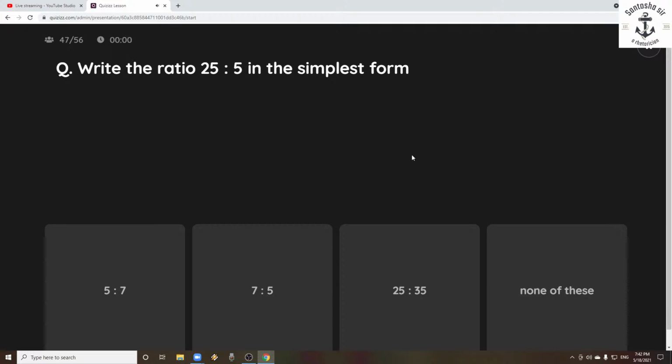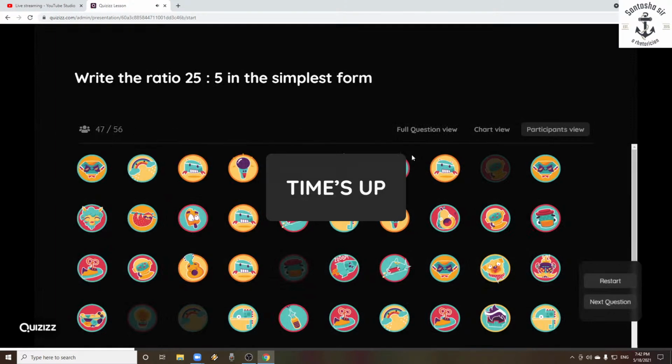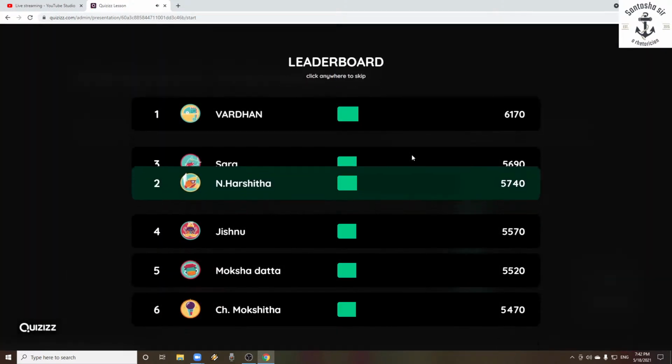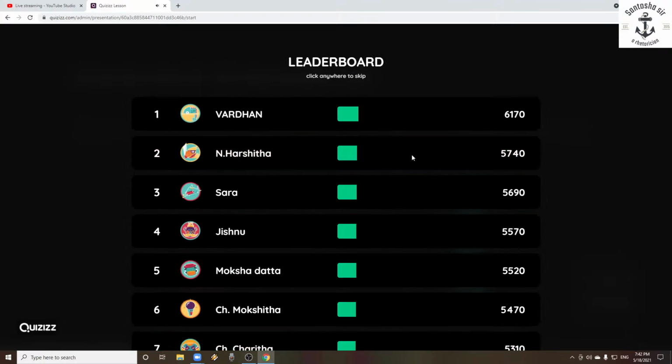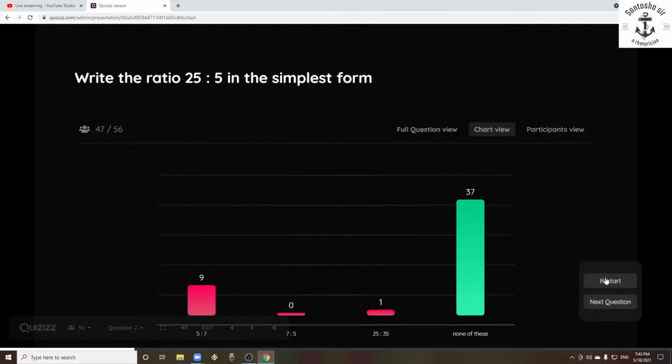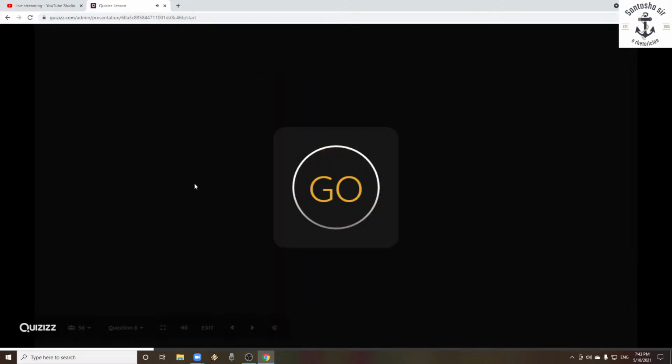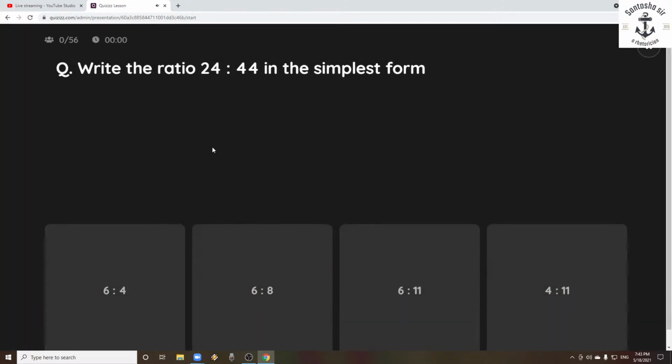See the answer there. Great. 47 members picked up now out of 56 participants. 2nd and 7th positions were replaced. 37 members answered this question correctly. There is no answer given there. It's 5:1 actually. So question number 8. Write the ratio 24:44 in the simplest form.